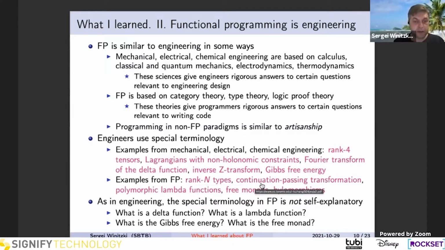And here are where these terms are being used in functional programming presentations or discussions. So for example, Gibbs free energy, and you have free monads. The word free does not have the usual meaning here. It's terminology. It is not self-explanatory. You have to learn what this means in every case.